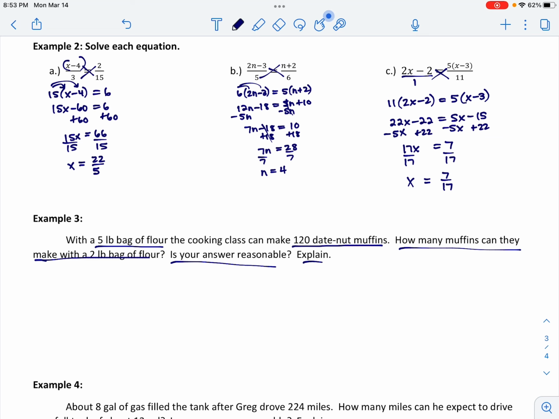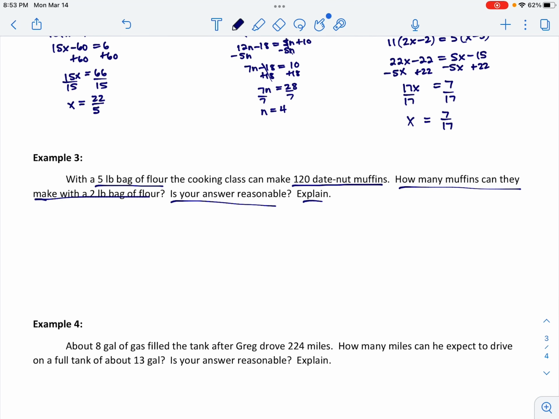So first of all, when we're setting up proportions, we need to set up flour to flour, and total to total. So if I look at this, I'm going to start with my 5-pound bag of flour. So 5 pounds on the top gives me 120 muffins. Okay, and that's going to equal a 2-pound bag of flour over, and I want to know how many muffins that can make, so I'm going to let X represent the muffins.